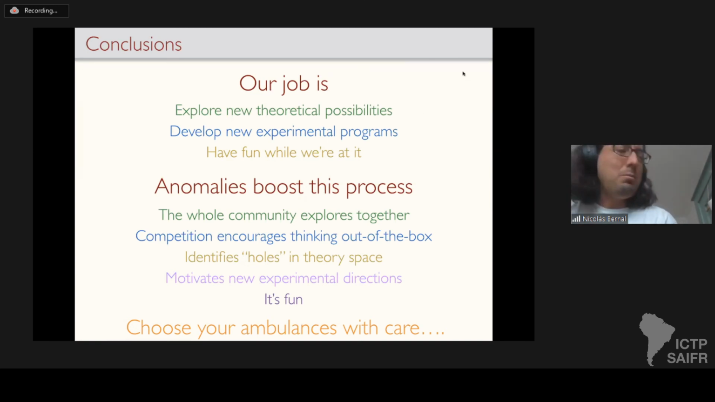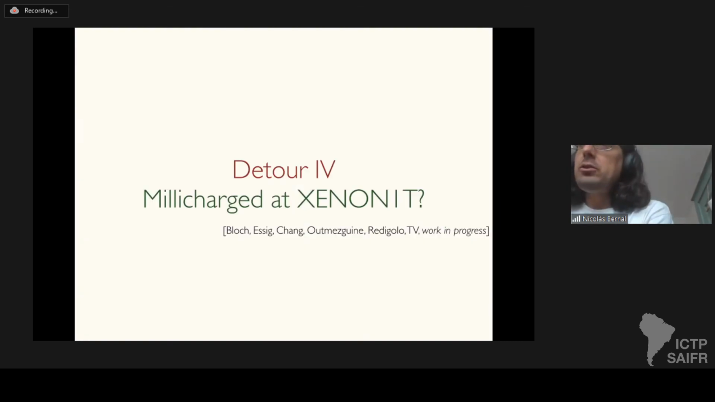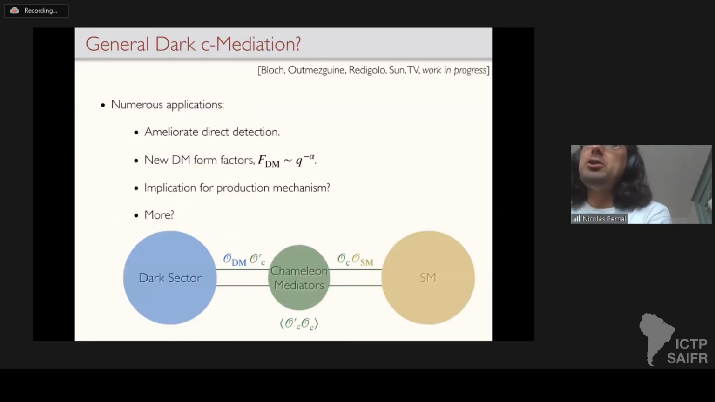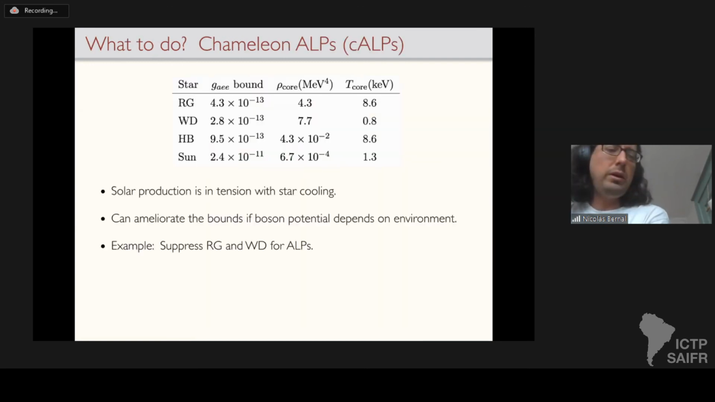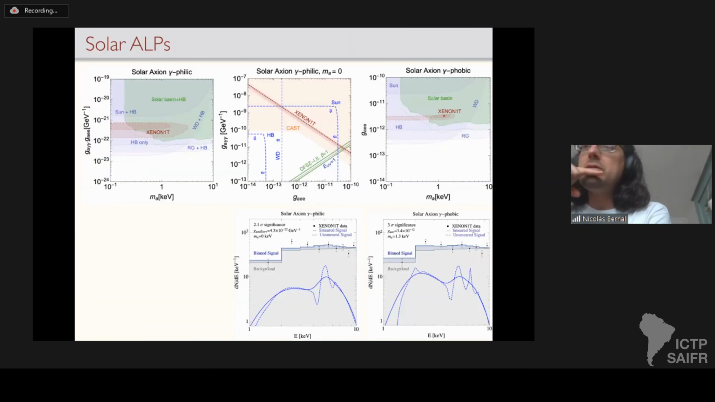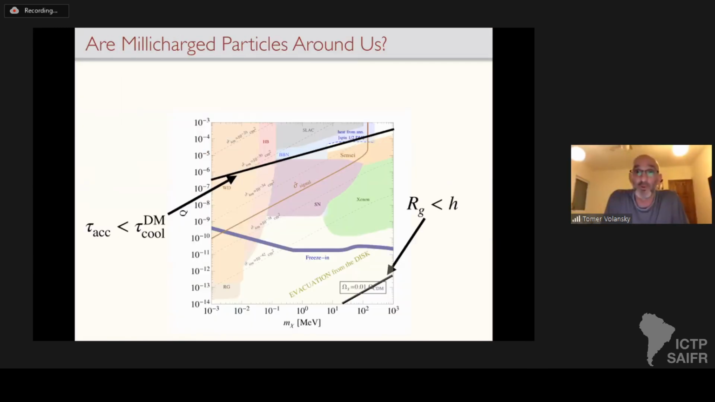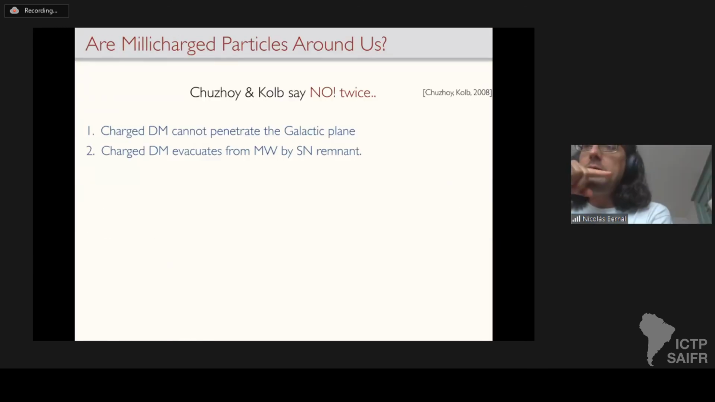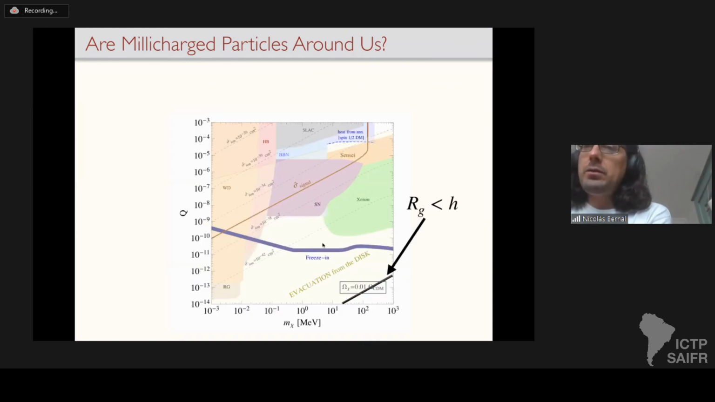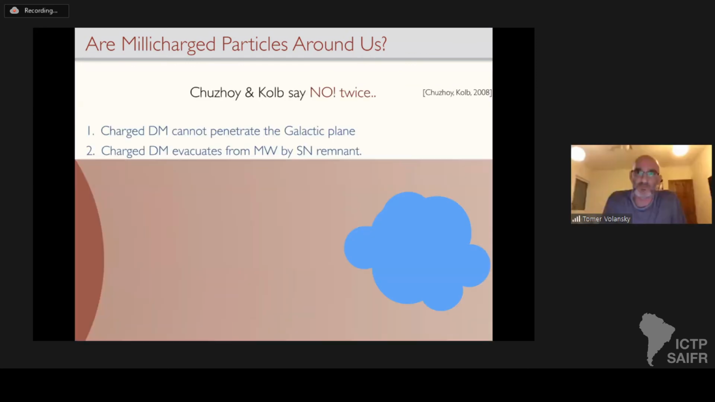So I have one mini question, just out of curiosity. In many of your plots of milli-charged dark matter, you have this constraint labeled evacuation from the disk, which corresponds to what you say, that milli-charged particles are not able to enter the disk. I was kind of confused with that. No, so my point was exactly there. Next slide. Here. Yeah. One second.